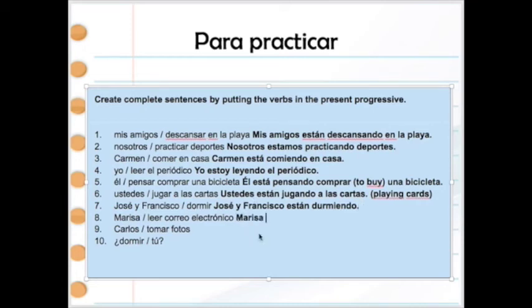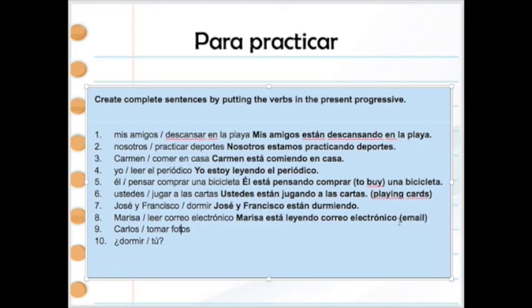Okay? Marisa. So we have one person, one female in my subject. So we're going to use está to agree with her. This is the same thing we had up here, right? We're going to keep the E in leer, but when we add the I-E-N-D-O, we're going to change that I to a Y. Está leyendo correo electrónico. She is reading email.